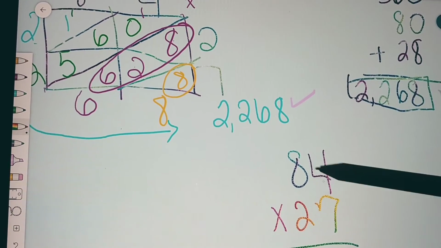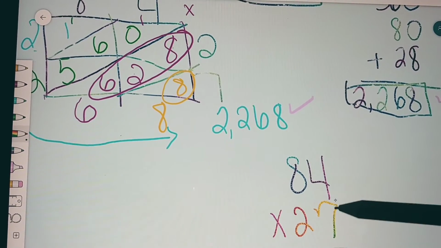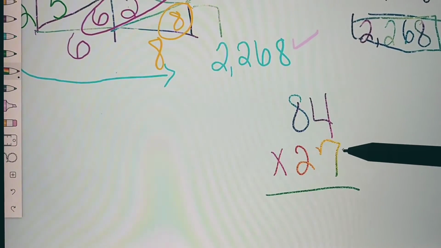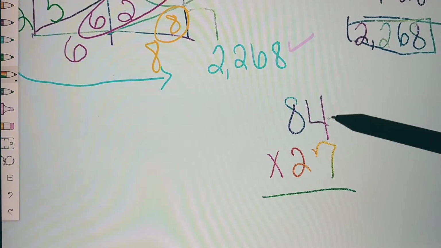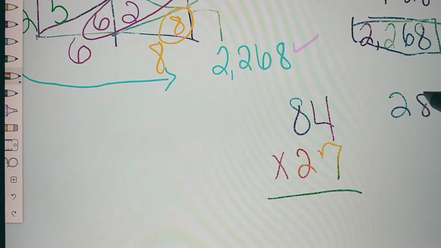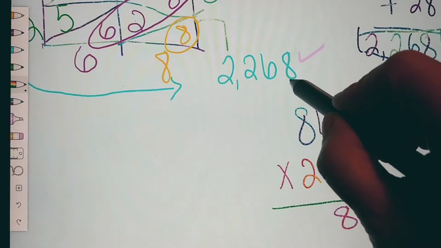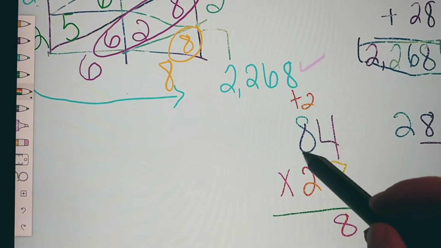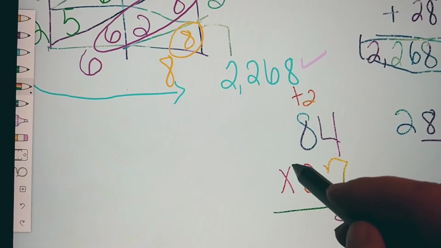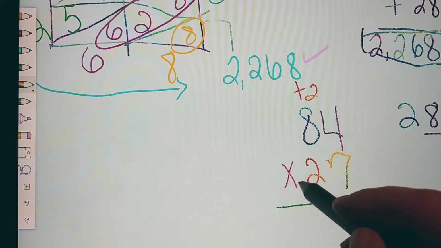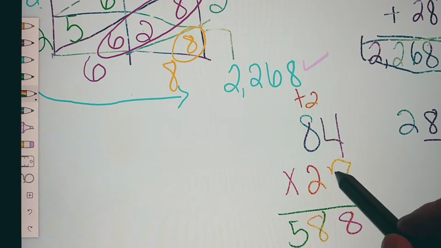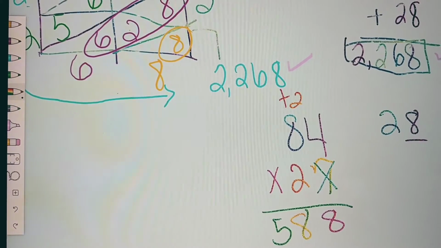Okay, we're going to start with the 7, multiplying everything by 7. So 4 times 7, 4 times 8 is 28. We're going to put the 8 down here. We're going to plus 2 up here. Okay, 8 times 7 is 56. We're adding 2, so it's 58. Okay, 7 is done. I'm crossing that out.